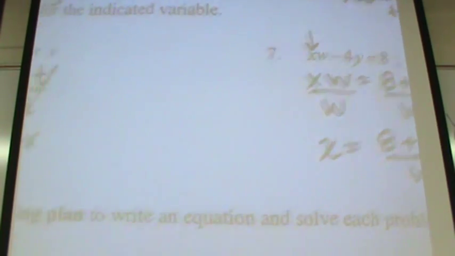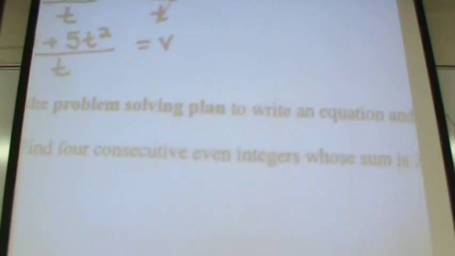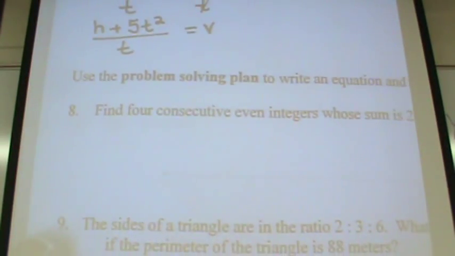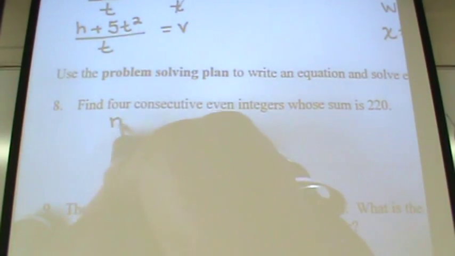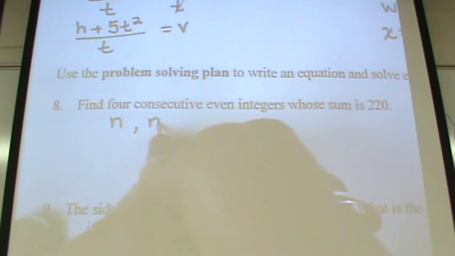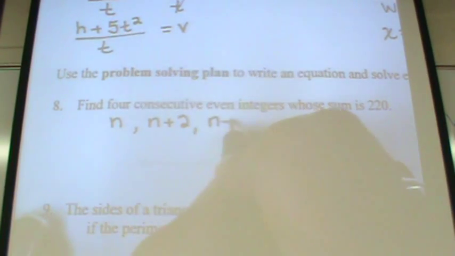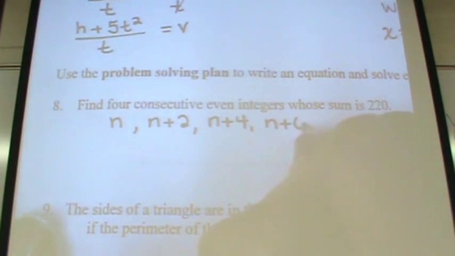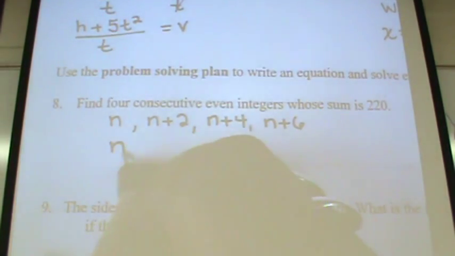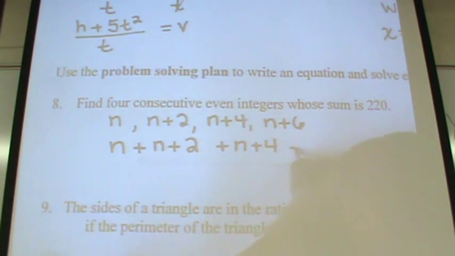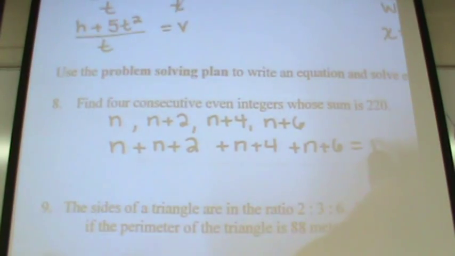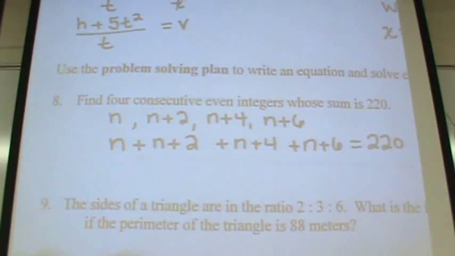Next. We have 4 consecutive even integers. So if we don't know what the first one is, call it n. The next integer would be n plus 2, and then n plus 4, and n plus 6. This is how you would write 4 consecutive even integers. We want their sum, so you'd add these expressions and sum them up. They set this equal to 220.